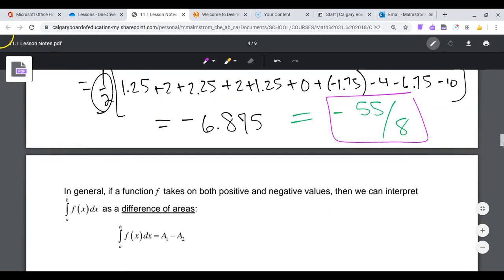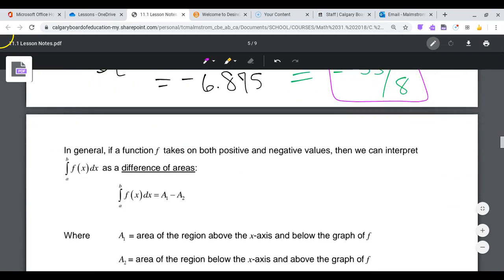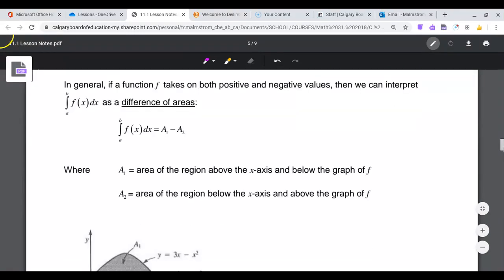All right, so in general, if a function f takes on both positive and negative values, then we can actually interpret the integral as a difference of areas. What does this mean? We're not actually calculating area. We're calculating the integral as a difference of areas. Okay, what is that getting at? So A1 is the area above the x-axis, and A2 is defined as below the x-axis.